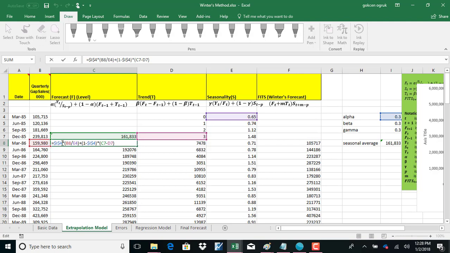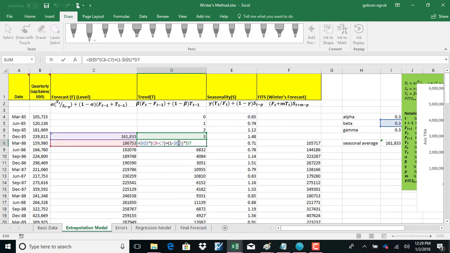You might think of this as, since we are forecasting the data for the first quarter, we will use the first quarter's seasonal index of the previous year, plus 1 minus alpha, also I fixed that cell, times level at period t minus 1, which is the last period's forecast of 161,833 we just estimated, plus the trend at t minus 1, which is the last period's trend estimate of 3 we just guessed. This is all we need to do to calculate level.